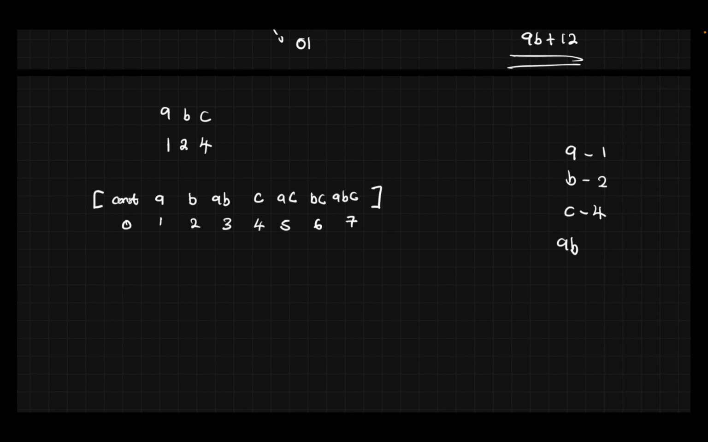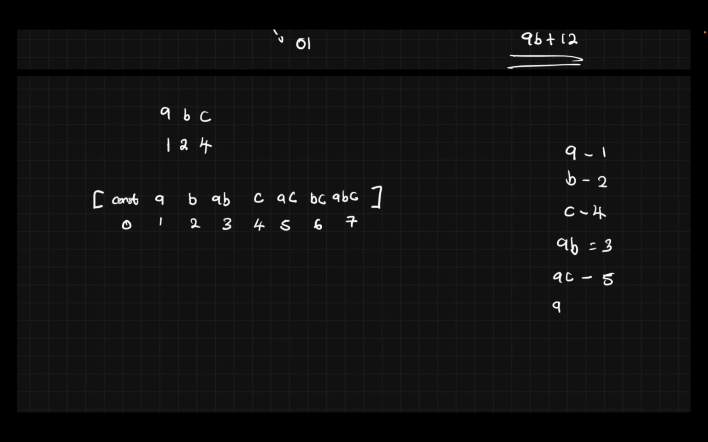Then when you start doing combinations, let's say you do AB. What you do is just add what A is and what B is. That's 1 plus 2, that's 3. So you're going to put AB at 3. Then you do AC: 1 plus 4, that's 5. So AC is at 5.